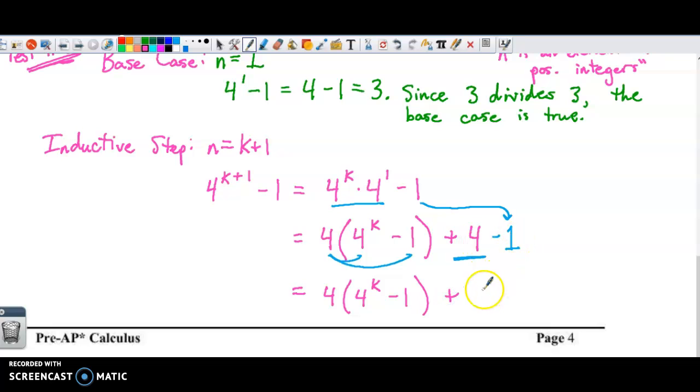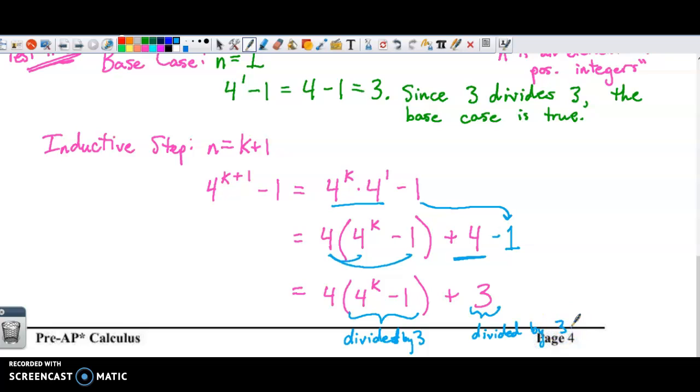But 4 minus 1 is equal to 3. And so here's the real lesson here, is this piece is divisible by 3. We proved that in the base case. And this piece is divisible by 3. I guess I wrote this wrong. 3 divides that piece, and 3 can be divided by 3.